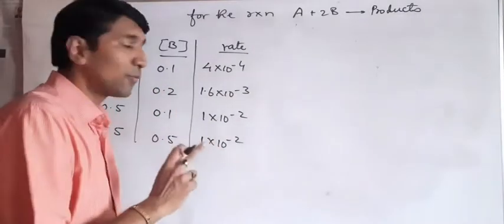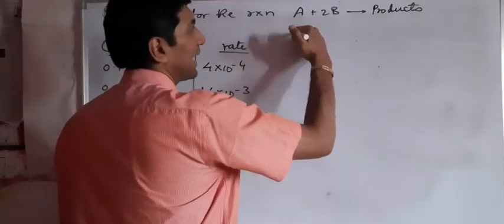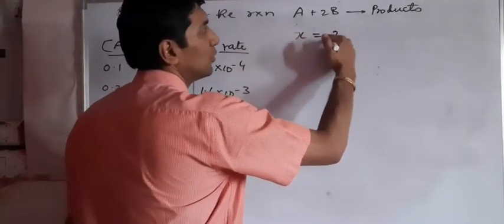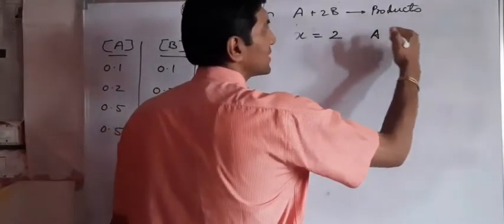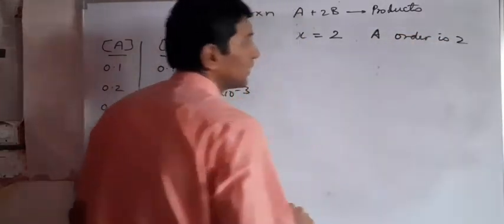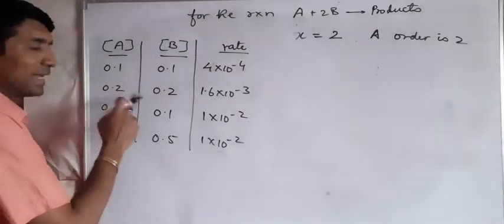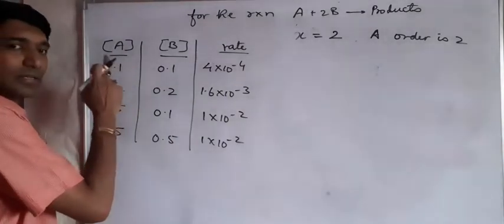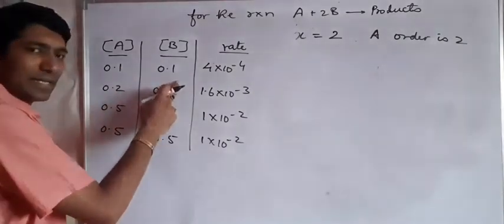So the order with respect to A was coming as X equal to 2. So with respect to A, the order is 2. Now the other way around. We'll take the common values of the concentration of A and calculate the order with respect to B. So same method.